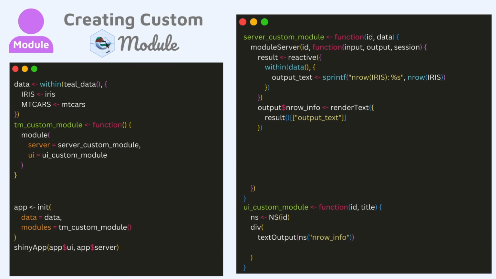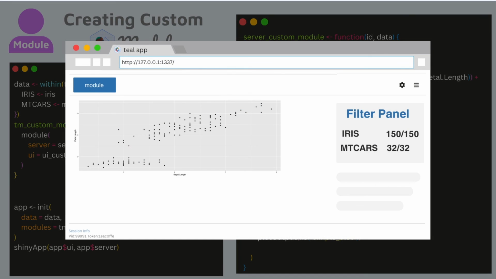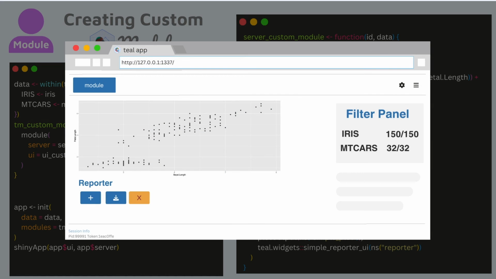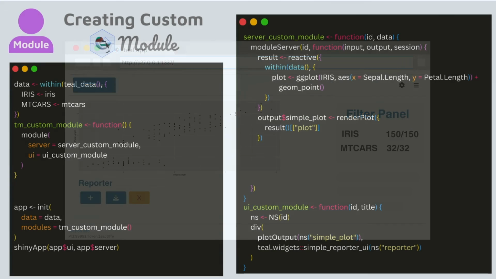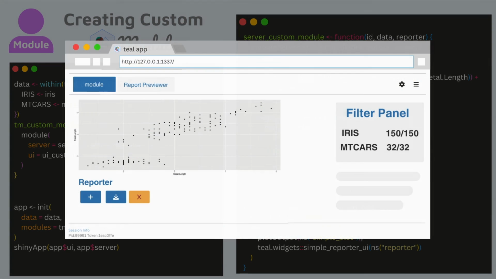Now let's remove the pop-up module and see how we can create a report using the module content. Let's also replace the text output with a plot before we create the report. In this case, we create a simple scatter plot. To add the reporting feature, we will use the Simple Reporter module from the Teal widgets package. Adding a simple reporter UI creates the reporter buttons in our module. But to make it work, we need to pass the reporter argument in the server function. This will create a report previewer tab in our Teal app.